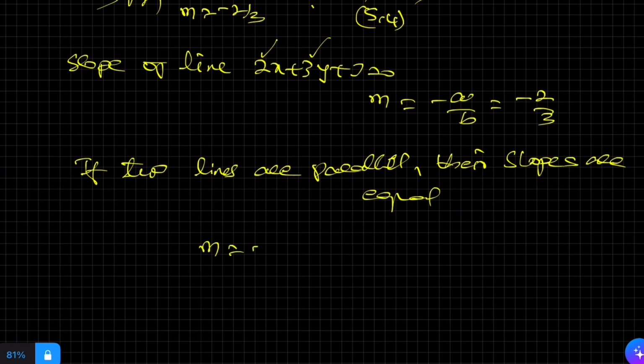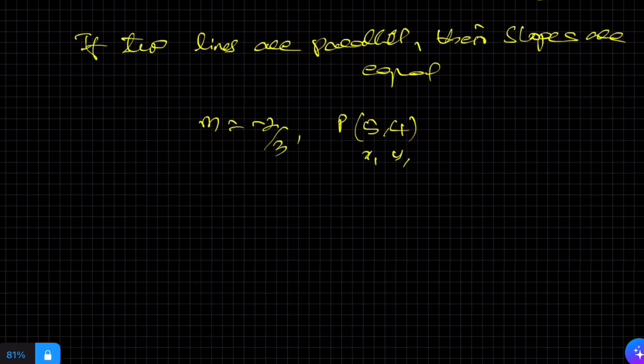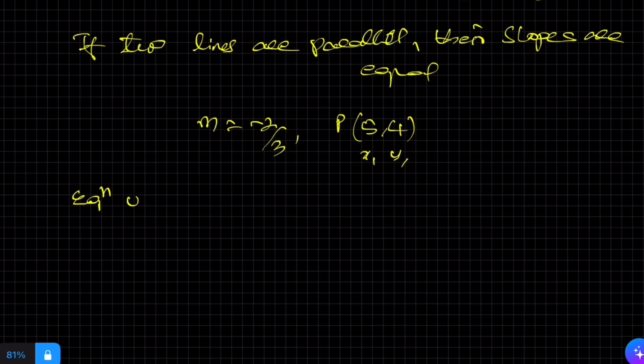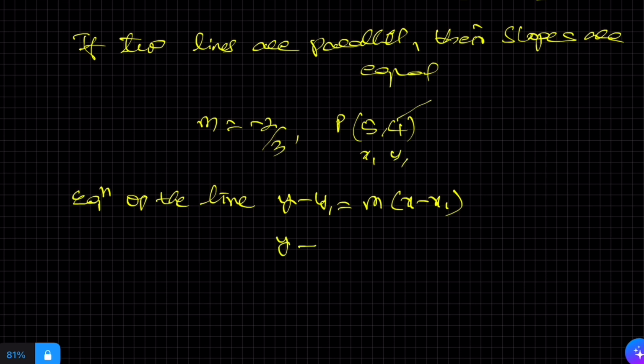So the slope is minus 2 by 3 and the line is passing through the point (5, 4). Now let me take this as (x1, y1). Whenever the slope and a point are given, we can find the equation of the line by using the formula y minus y1 equal to m into x minus x1. So let me substitute the values. y minus y1, which is 4, equal to the slope minus 2 by 3 into x minus the value of x1, which is 5.